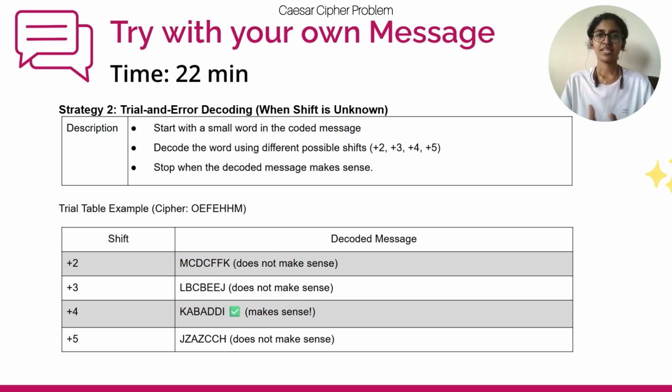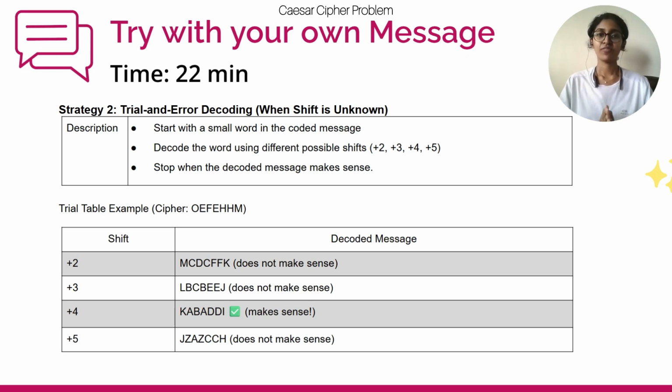Let's take the example of Kabaddi. We will try to use different shifts here. When we use a +2 shift, this is how the decoded message looks, as you can see in the first row, and it does not make any sense. Similarly, +3 does not make any sense, and +5 also does not make any sense. That means the shift which has been used here to code Kabaddi is the +4 shift.